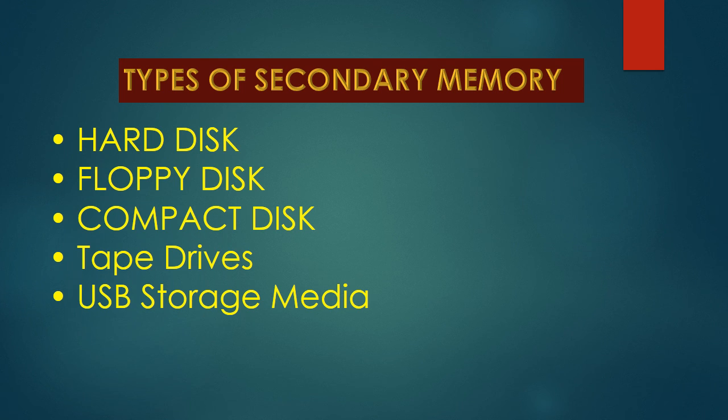The most common types of secondary memory are hard disk, floppy disk, compact disk, tape drives, and USB storage media that are mostly used as secondary memory or secondary storage devices.